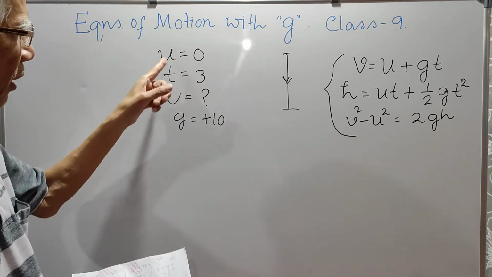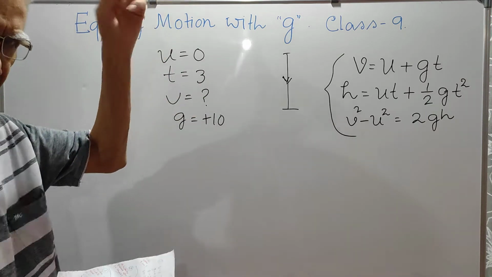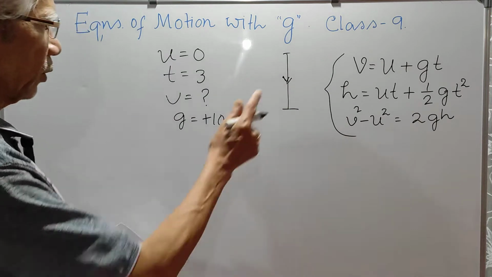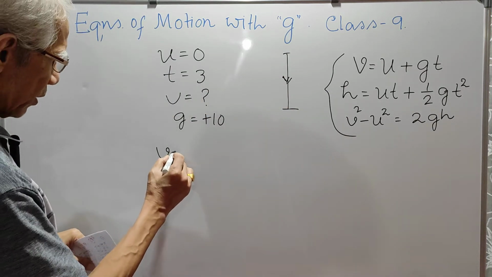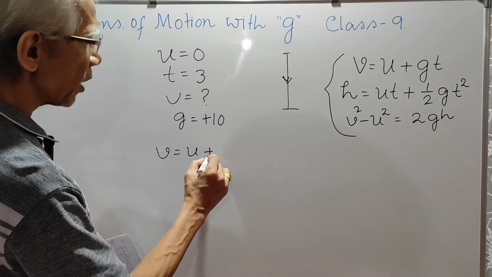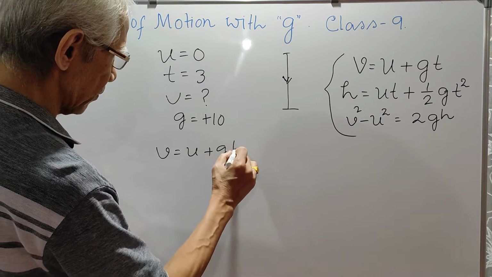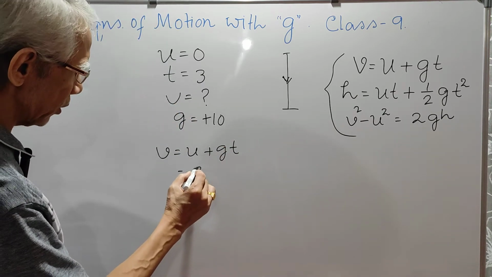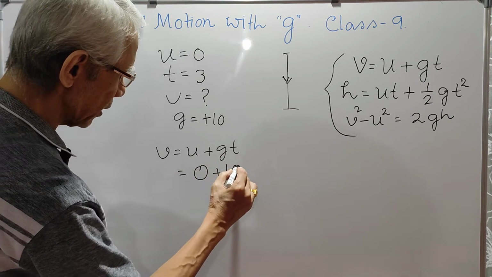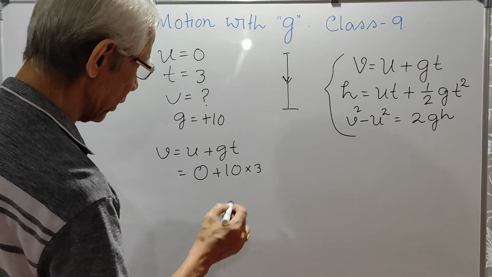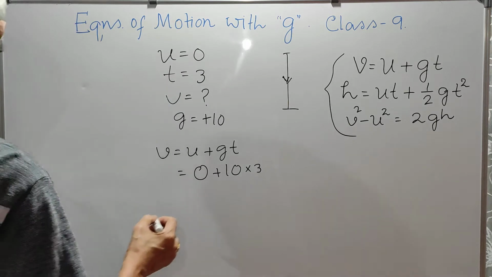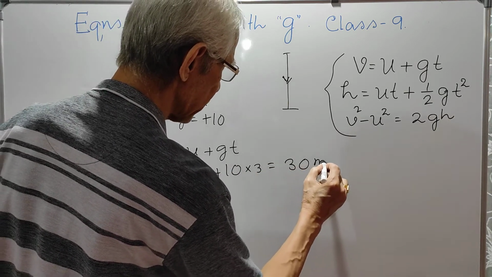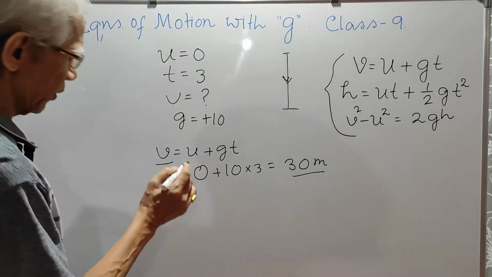Now we choose the formula containing these three, as I said in my previous video: u, t, v, g. So we will use the first formula, v equal to u plus gt. Now we have to find v. So v equal to u, u is 0, plus g is 10, t is 3. T is given 3. Therefore v is 30. SI unit is meters per second, so 30. This is the value of v.